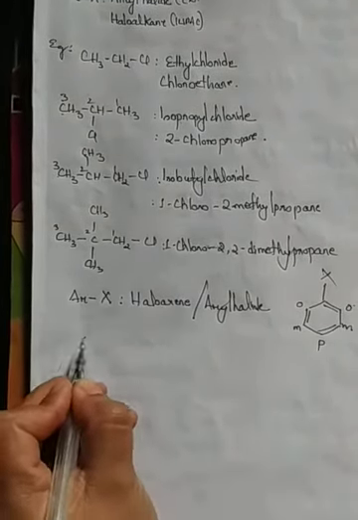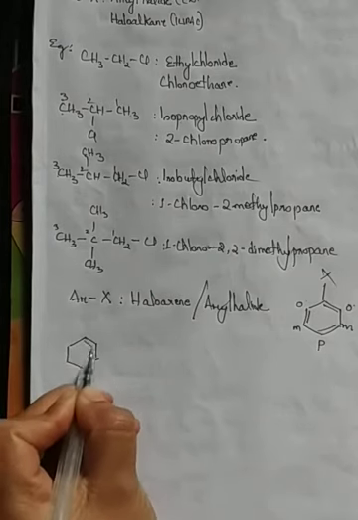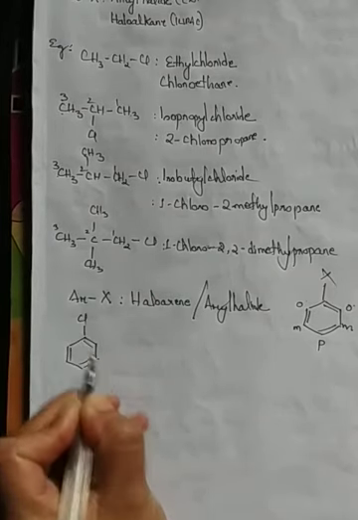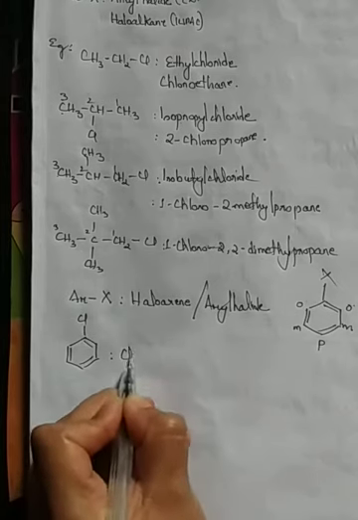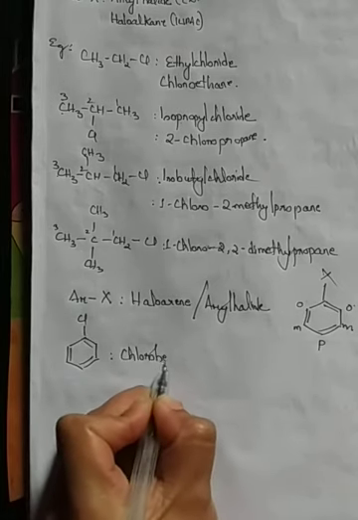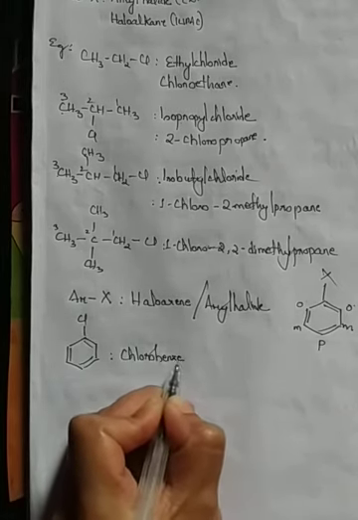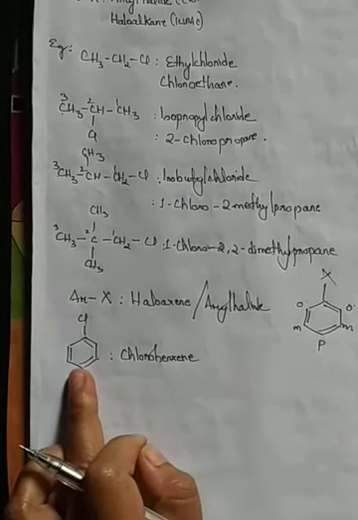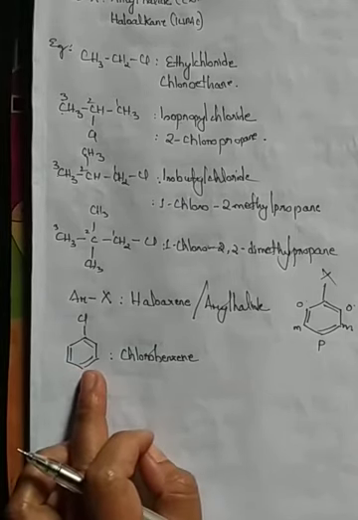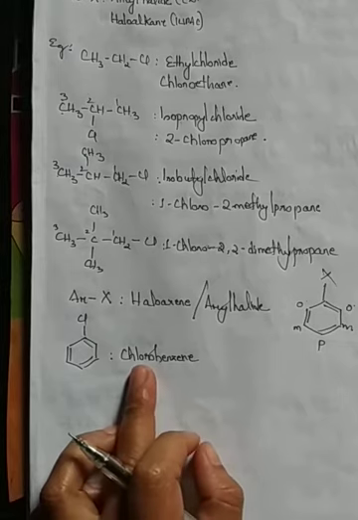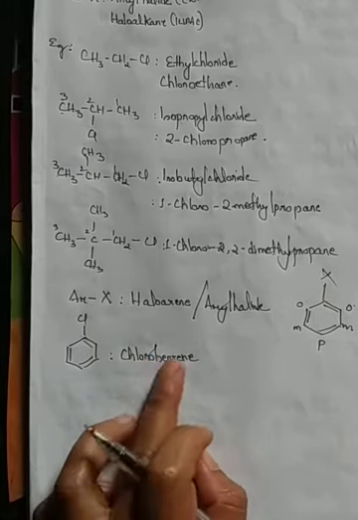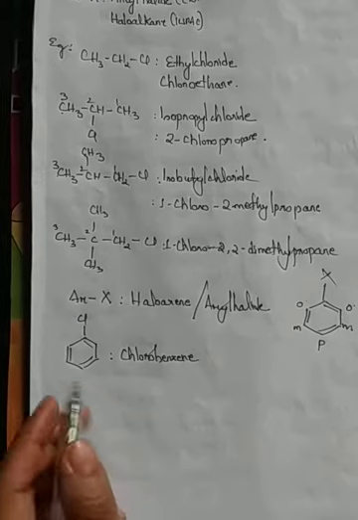Now let's check our first example. Our benzene ring is attached with one halogen atom. Here its name is chlorobenzene. In this type of haloarene, the IUPAC name as well as the common name will be the same, chlorobenzene, because we have only one halogen atom attached here.